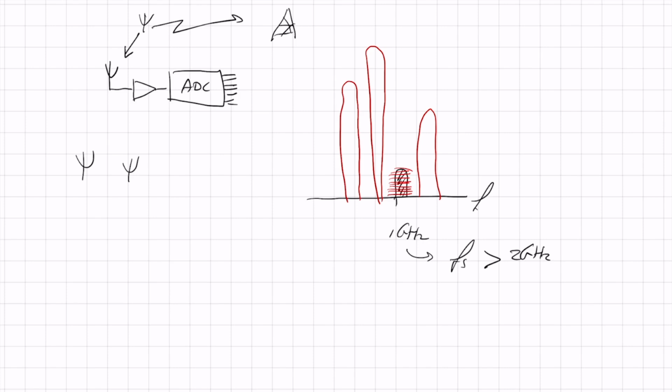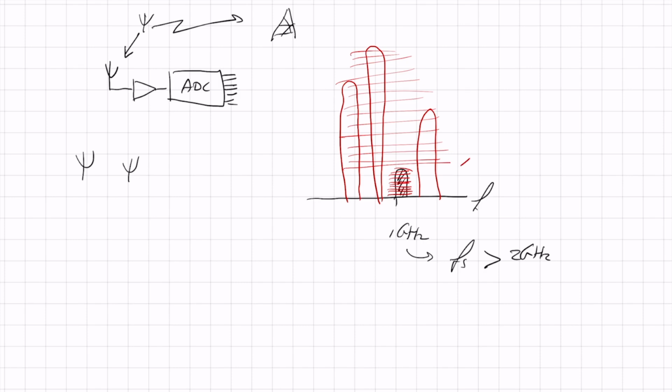There's no filter here yet. So if I want to make the system work, my input window is not just my wanted signal. So I have to reduce the gain of the amplifier to make sure that the biggest signal still fits into the range of my A to D converter. And no matter what I do, I will need to extend my range of the ADC, so that all these interferers also fit into the window.